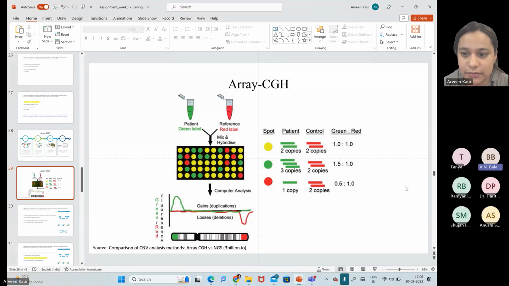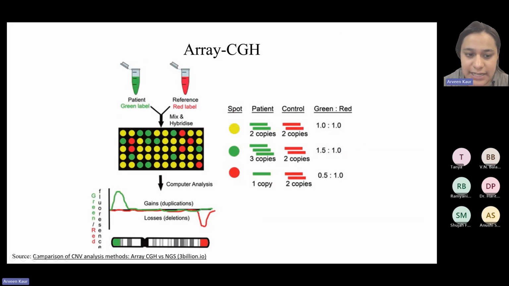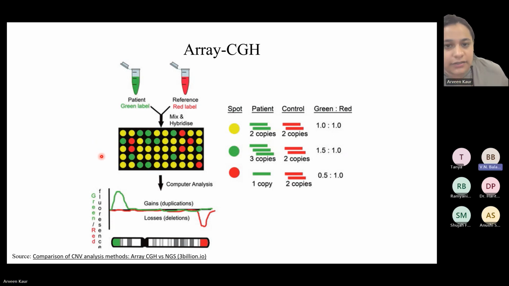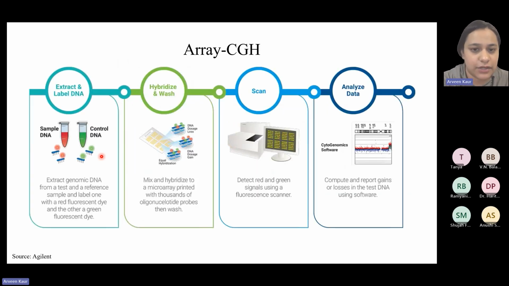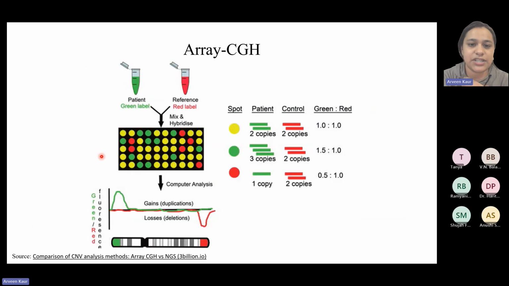Now we can see. Okay, were you able to follow this particular slide? Did you know I was on the slide? Yes, you were talking about this slide only. Okay, so I had talked about the brief workflow of the array CGH, and I was talking about how it would look if we had to pictorially understand it.